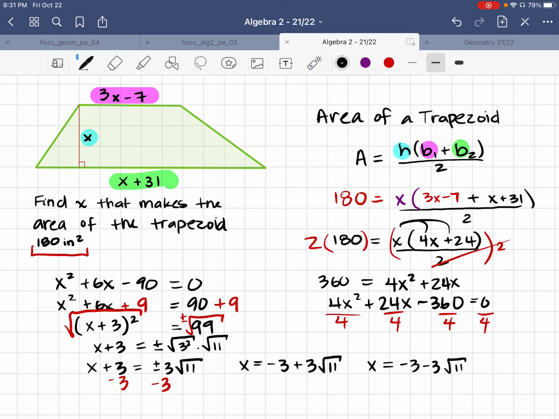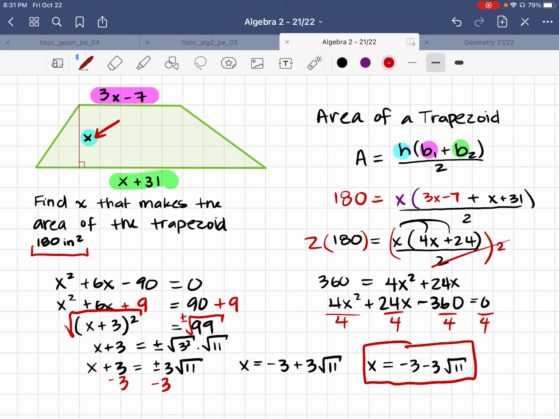Now, the problem that a lot of you guys are encountering is that you're not omitting the answer that doesn't make sense. What I mean by that is theoretically, you've solved the problem, but you haven't verified that they actually work in the problem. What I mean by that is that in a geometric problem, the x cannot be negative. That is impossible. You can't have negative distances. So this number right here is not going to be allowed.